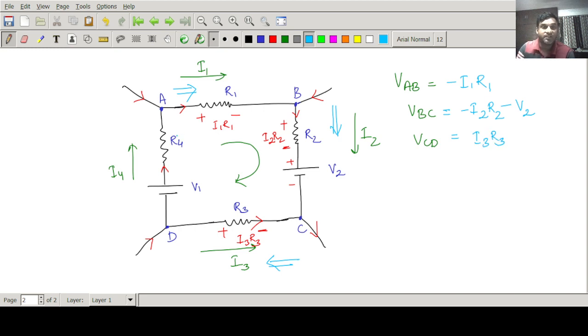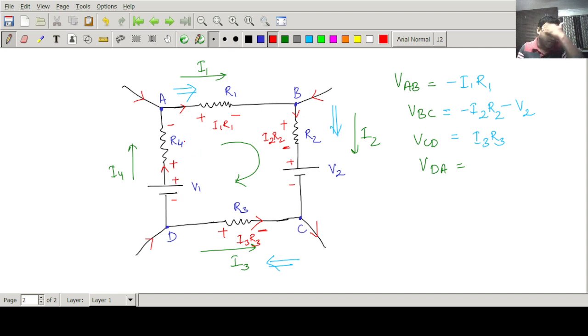In similar fashion, we can find the voltage across DA. If I find VDA, you can see here in this branch DA, the current I4 is moving from D to A, that means from bottom to top. The current entering the resistor is plus, leaving is minus, and as this is a DC source, we know this is the minus end and this is the positive end.